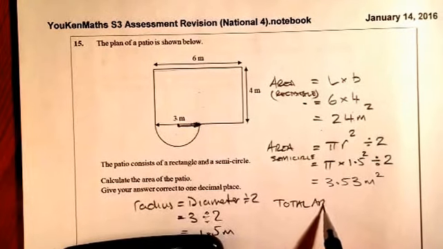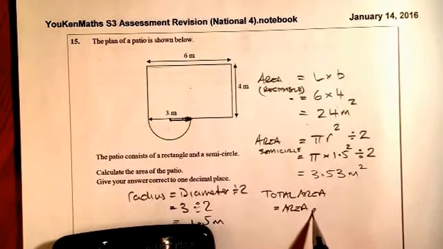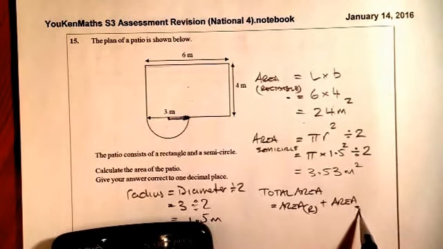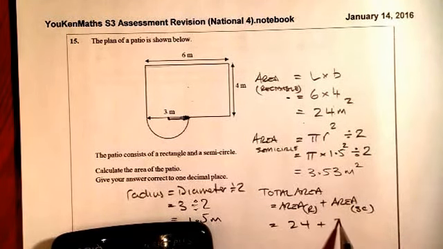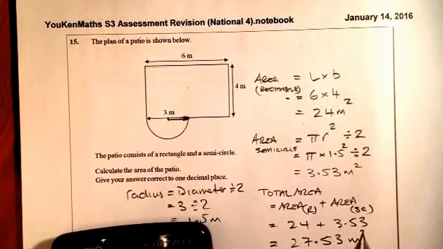So the total area is equal to the area of the rectangle plus the area of the semicircle. Okay? Area of the rectangle was 24, plus the area of the semicircle, 3.53, and that equals. So again, I can use my calculator for it, or if I can see what the answer to that is, I'll just write that down. And that's going to be meters squared.